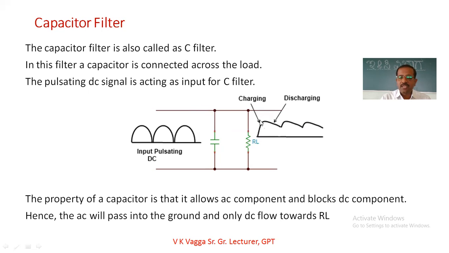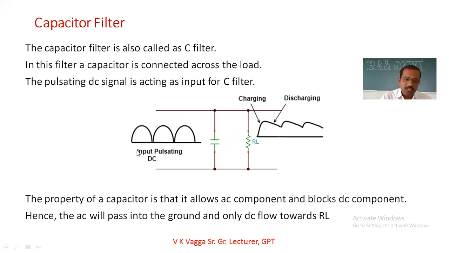This period is called the charging, and this is called the discharging. Increasing the voltage slightly is called the charging. If it is decreasing, the period is called the discharging period. Okay. So, what is the property of the capacitor? It allows the AC component and it blocks the DC component.